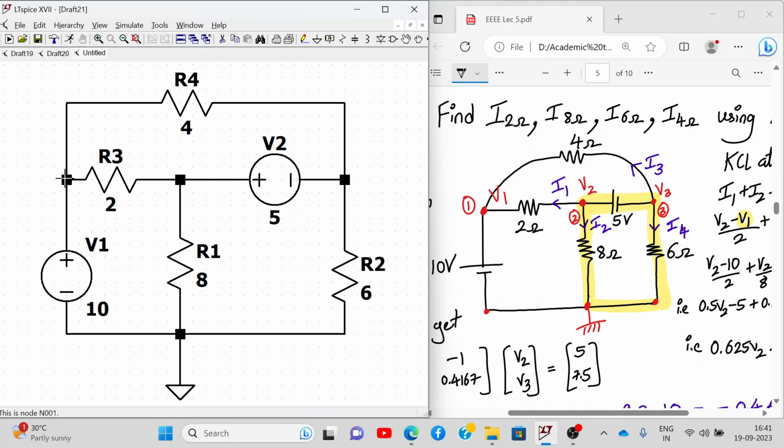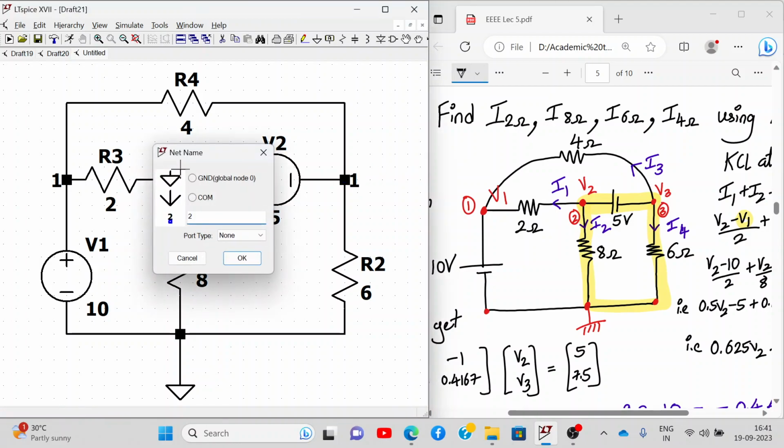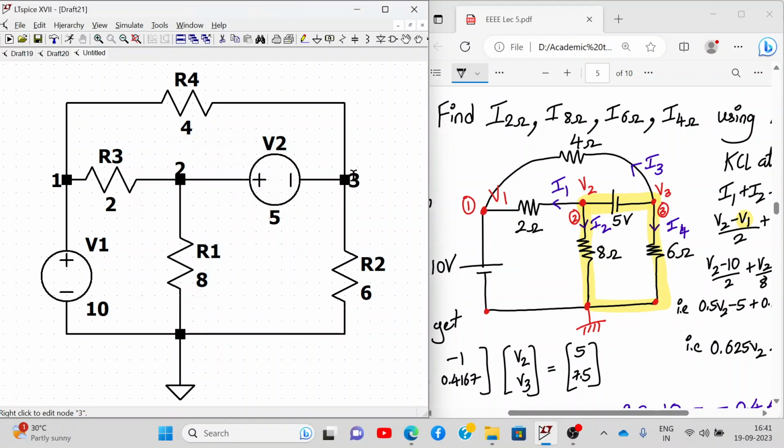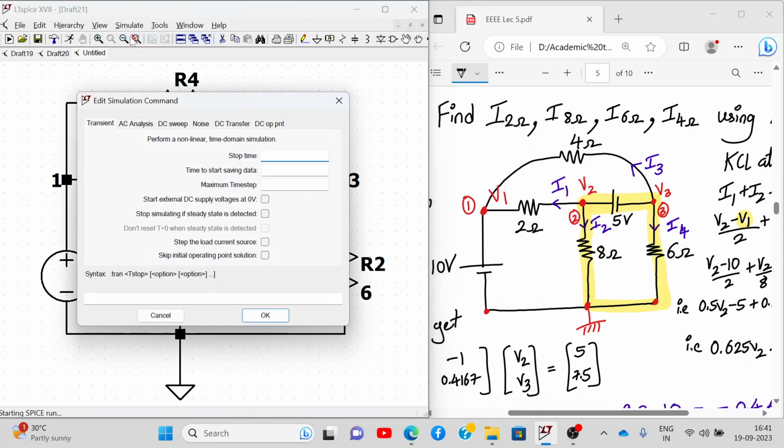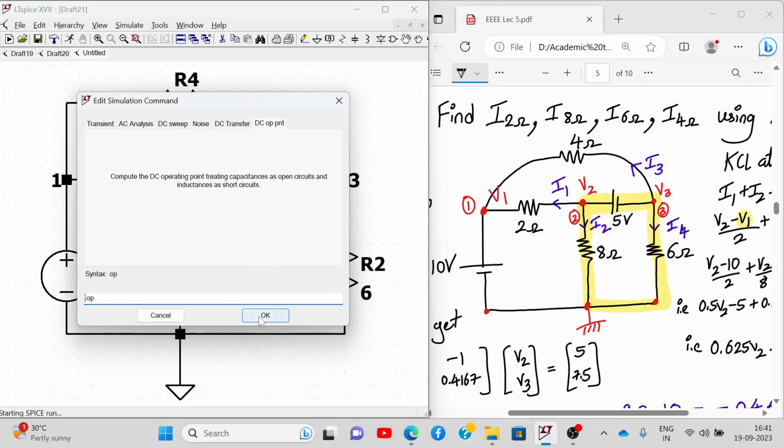Now we'll define the node numbers. This is node number 1, this was 2, and this was 3. Okay, let me rewrite this as 2 and this as 3. So I'll label them node. Now this will be V1, V2 and V3. So we'll go to simulate, click on run, DC operating point, and click on OK.